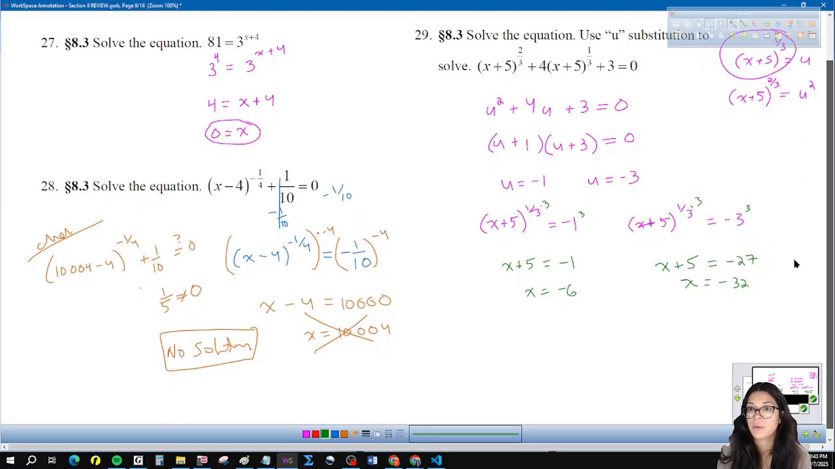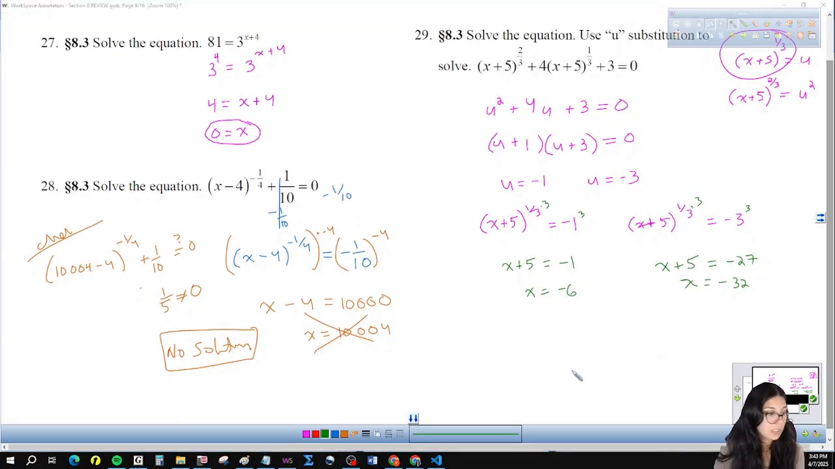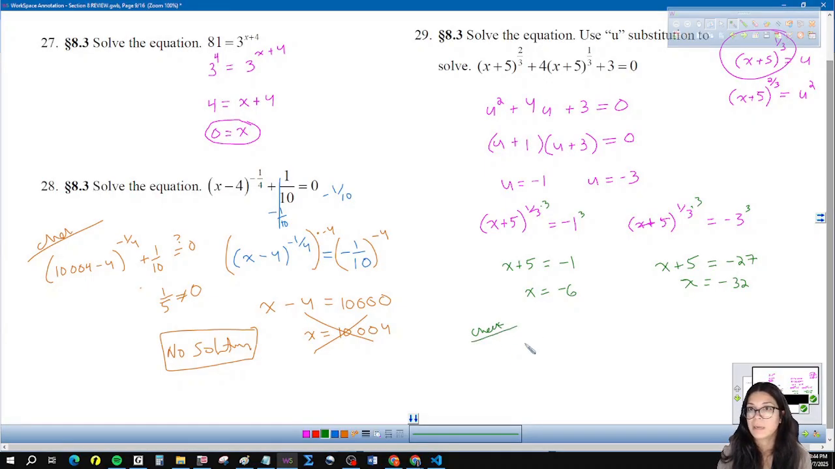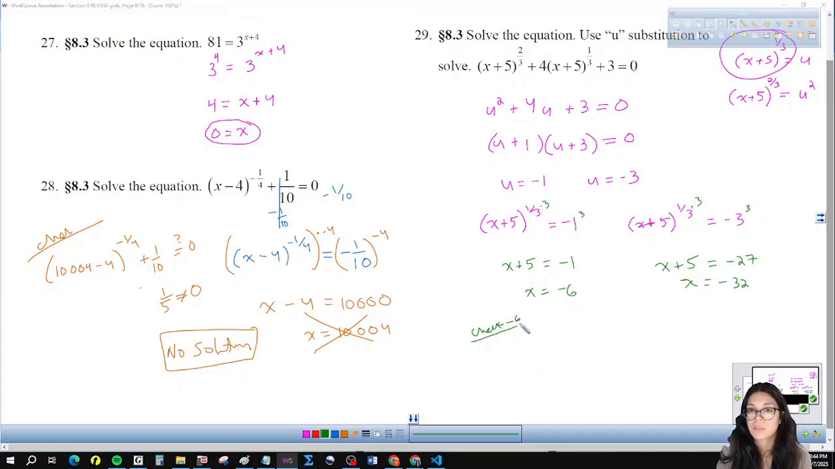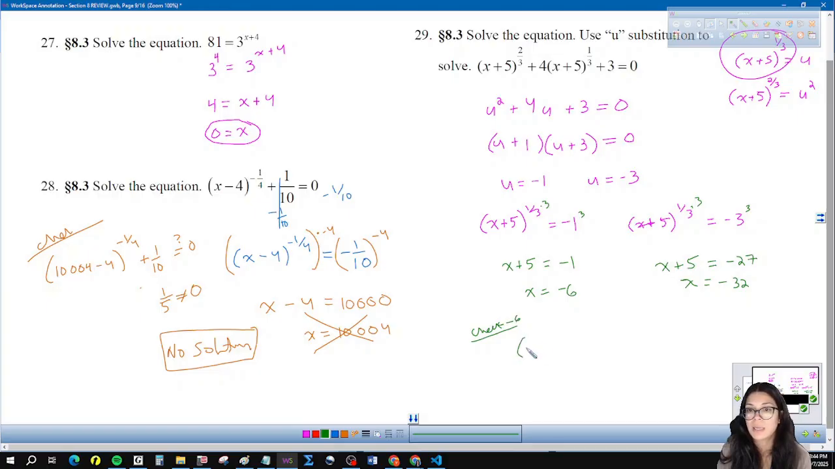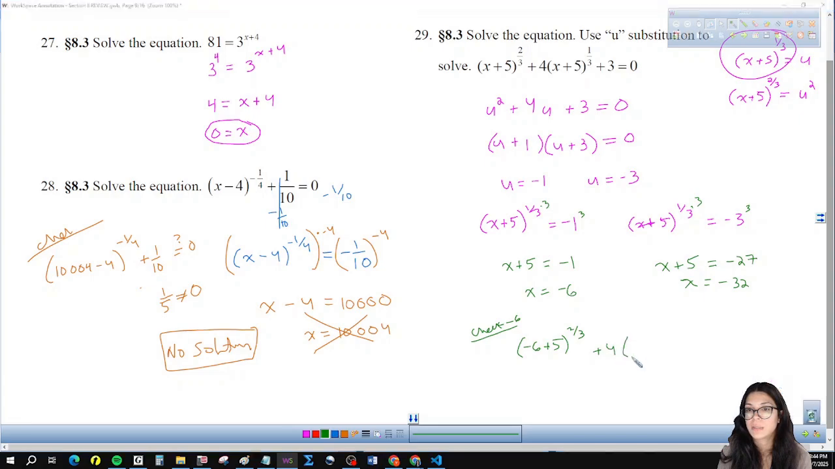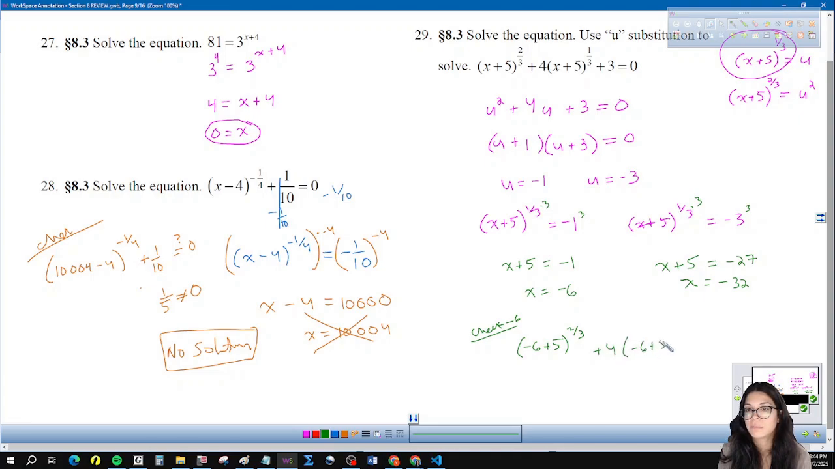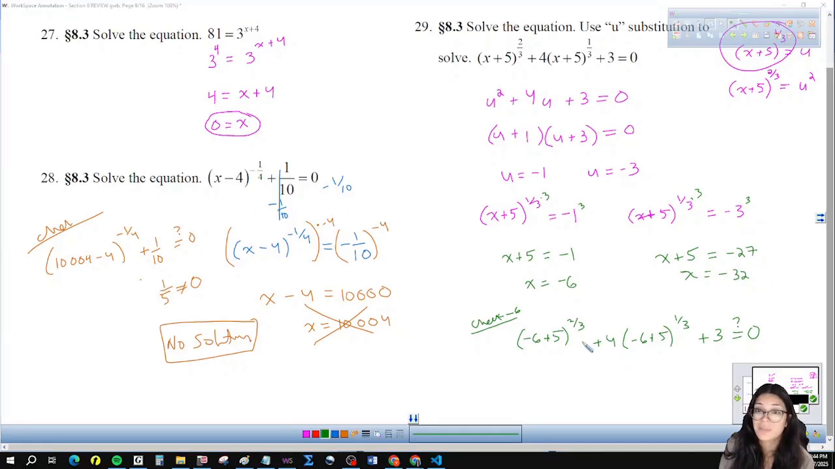Okay, of course, we cannot know that these are correct answers unless we check them. So we're going to go ahead and check by plugging it in. So let's check -6 first. So we would have -6 plus 5 to the power of 2/3 plus 4 times -6 plus 5 to the power of 1/3 plus 3. The question is, does that equal 0? So -6 plus 5 is, of course, -1.